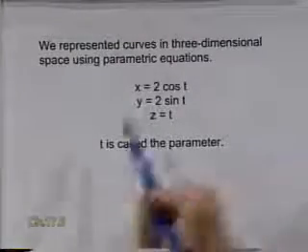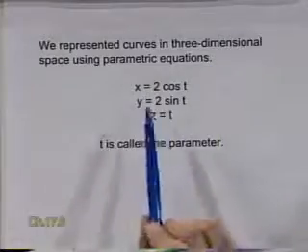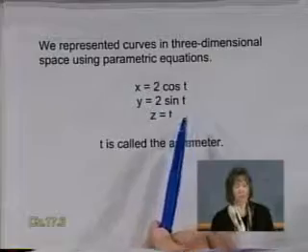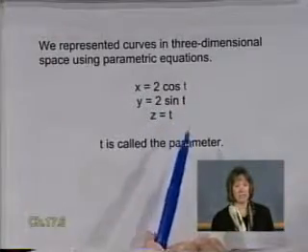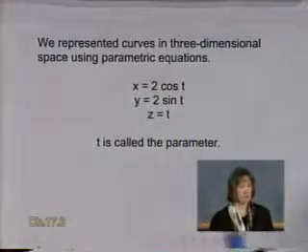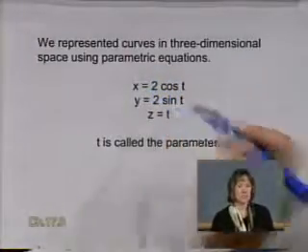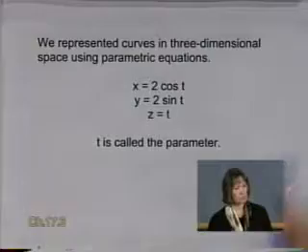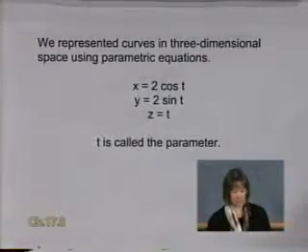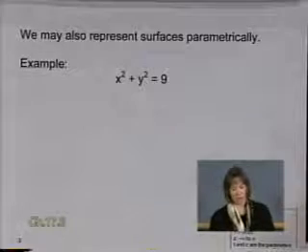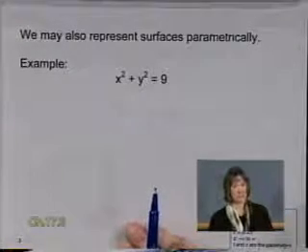Like here's an example where we have a three-dimensional curve in space that we wrote as x equals 2 cosine t, y equals 2 sine t, z equals t, and t was called the parameter. And as we let t be various values, we would get certain points, x, y, and z, and as we plotted those points, the curve would be defined in three-dimensional space. Today, what we want to do is represent a surface parametrically.